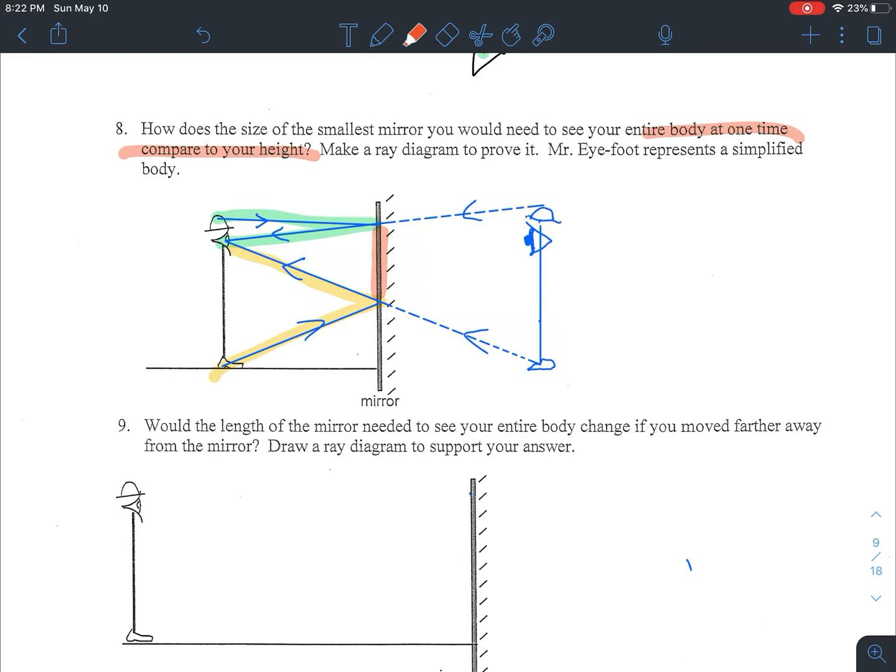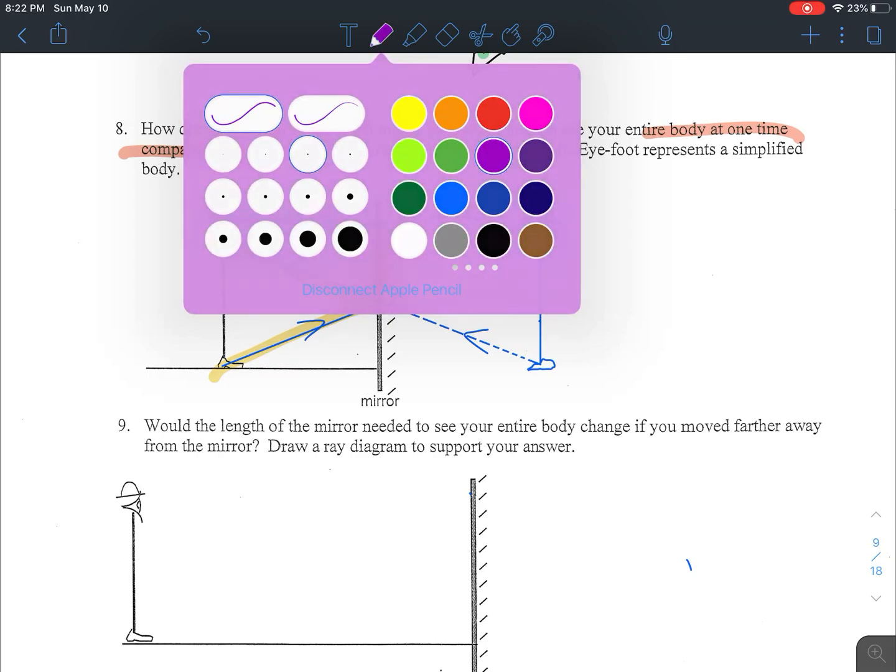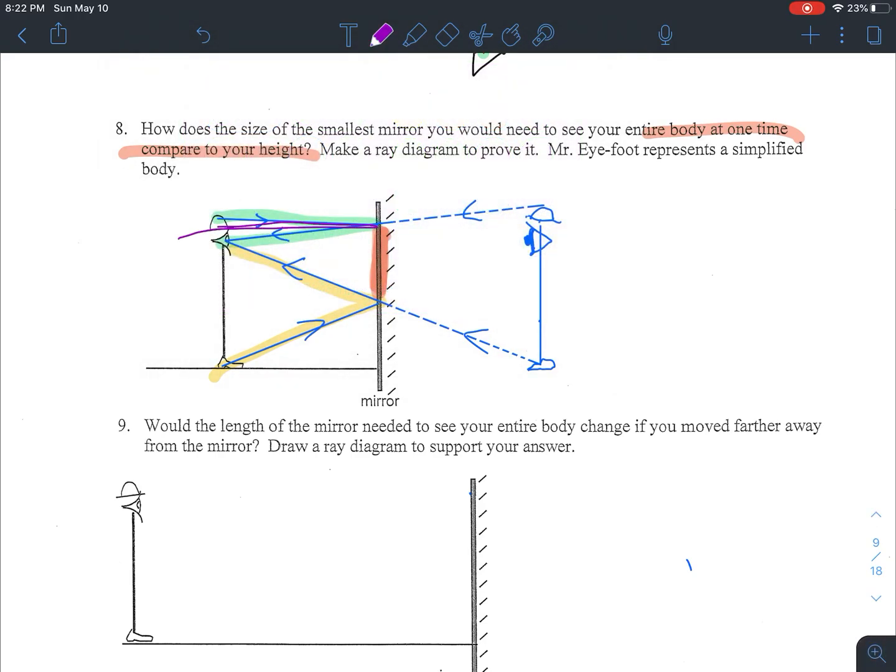So what we could do is if you measure that height relatively or with a ruler, what you'll find is that the size of this mirror, this kind of like a salmon color, is exactly or pretty close to half of Mr. Ifoot's height. Which if you think about it, what we did here was we split this distance in half, right? That's like the distance from his eye to his head. Split that in half. That was the intersection point here. We took the distance from his eye to his foot, split that in half. So essentially we're taking his whole height and splitting it in half, and that's the size of the mirror that we need.